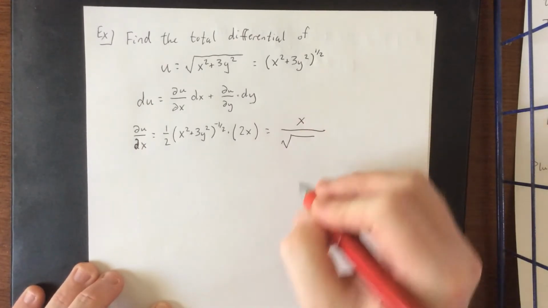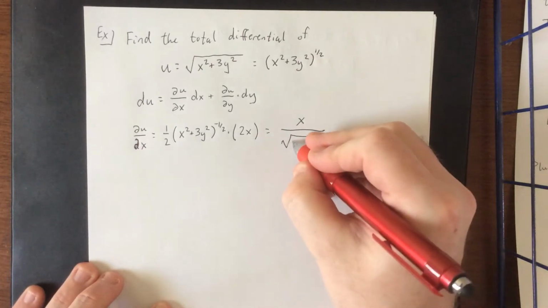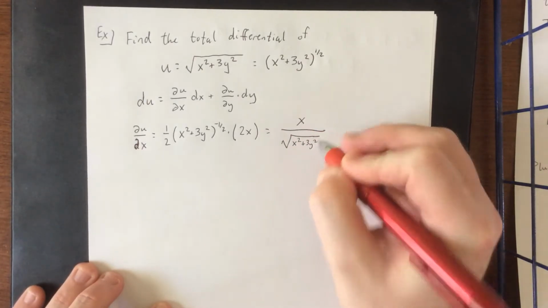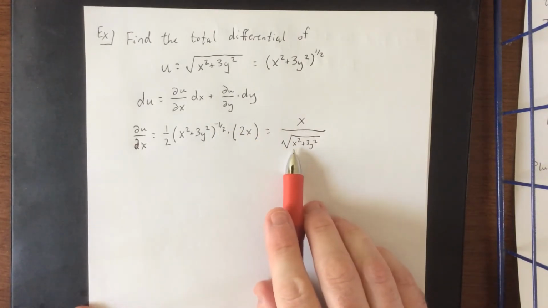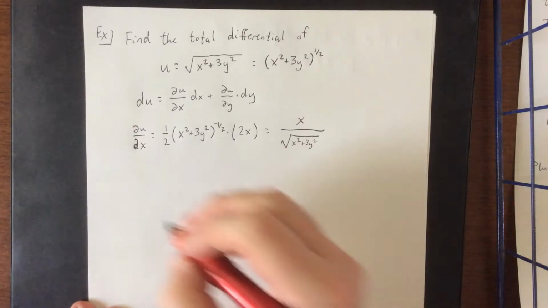So reshaping this into the appropriate form, we can take the 2 and the 1/2 and cancel those out. And then we can take the negative 1/2 power that we see and interpret that as negative means denominator, 1/2 means square root. So square root of x squared plus 3y squared in a radical in the denominator.